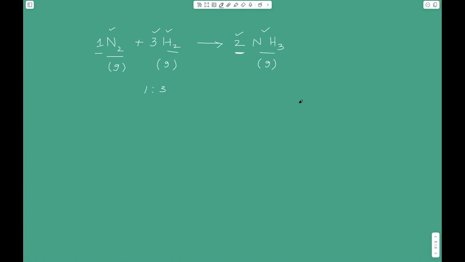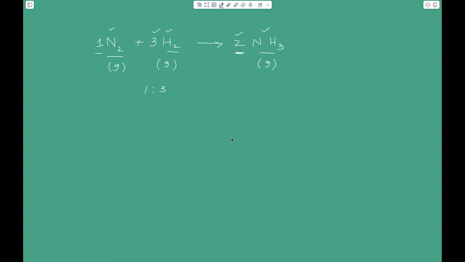So our question is answered, right? Every time you carry out this particular reaction, if you make sure that the nitrogen and hydrogen molecules are in the ratio of 1 to 3 respectively, then there will be no leftovers. All the nitrogen and hydrogen that you took will be converted completely into ammonia, assuming that the reaction goes to completion.